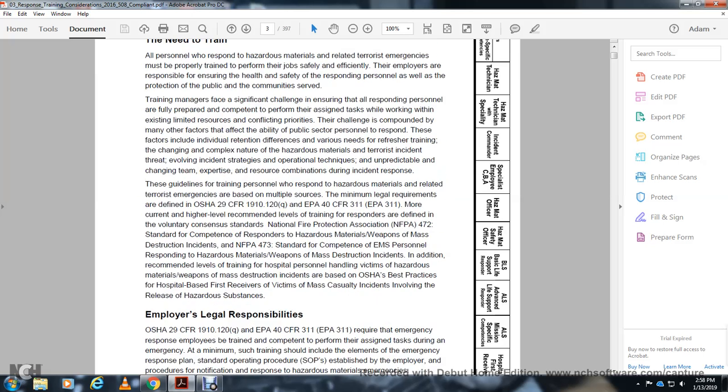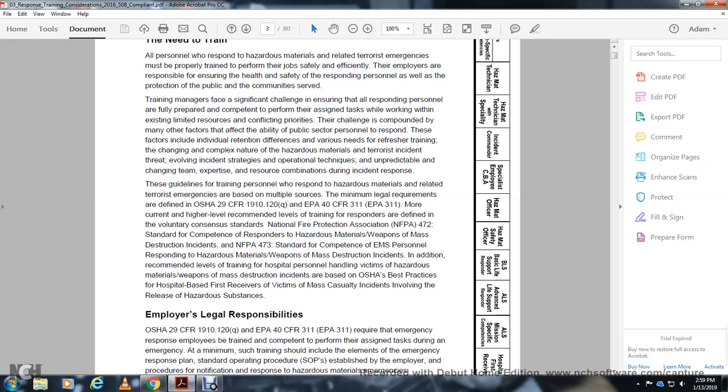These guidelines for training personnel who respond to hazardous material incidents related to terrorist emergencies are based on multiple sources. The minimum legal requirements are defined in OSHA Title 29 CFR 1910.120(q) and the Environmental Protection Agency Title 40 CFR 311. The current higher recommended level of training for responders is defined in the voluntary consensus standard of the National Fire Protection Association 472. Certain competencies for responding to hazardous material weapons of mass destruction incidents are in NFPA 473. Certain competencies for EMS personnel responding to hazardous material weapons of mass destruction incidents are also defined.